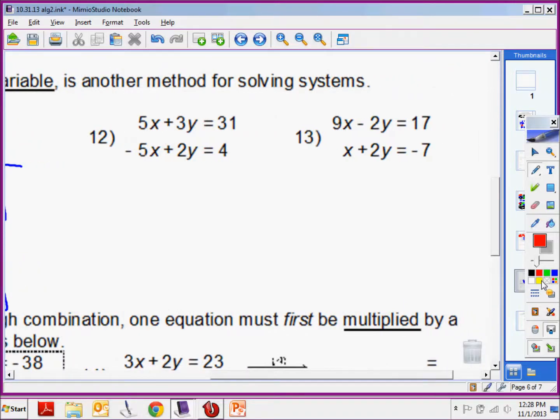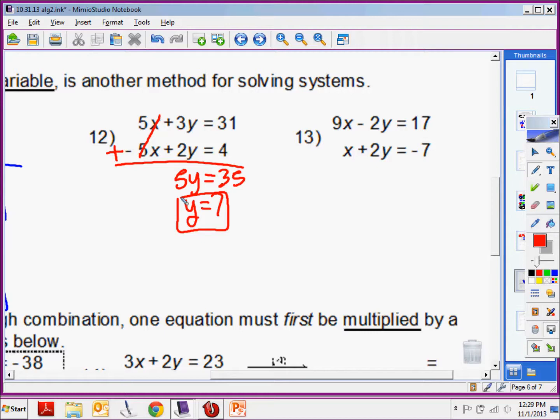All right, so looking at 12. Is there already a variable whose coefficients are opposites of one another? Variable x, right? The coefficients 5x and negative 5x are opposites, so I can go ahead and straight add. 5x plus negative 5x is going to cancel. What's 3 plus 2? 5. What's 31 plus 4? So what does y have to be in order for this to be true? 7. We added those rather than keeping them separate.